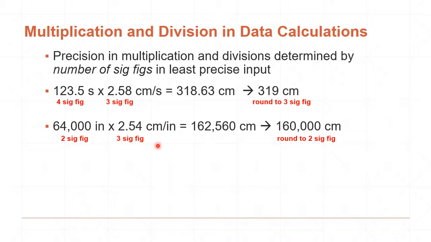Now, I have my least precise input at 2 significant figures, meaning I need to round this one to 2 significant figures as well. The last digit I can keep is this one. I look to the right of that. It's smaller than 5, so I'm going to round that to 160,000. So anything after the 6 disappears, and I'm now rounded to 2 significant figures. So it's fairly easy, as long as you're keeping track of the number of significant figures in your input, in a multiplication and division problem, to determine how many significant figures to keep in your final answer.